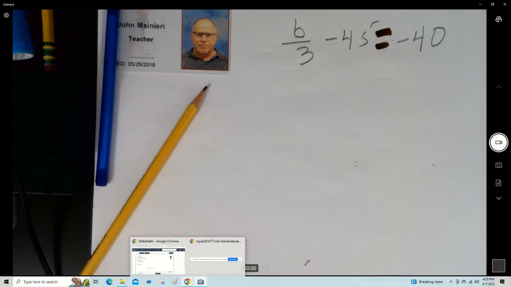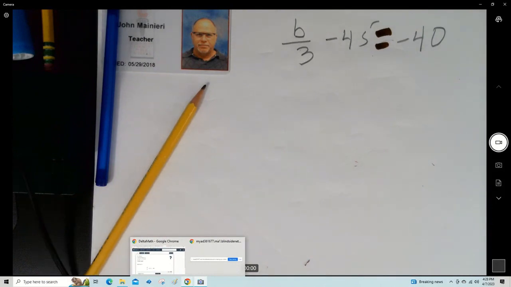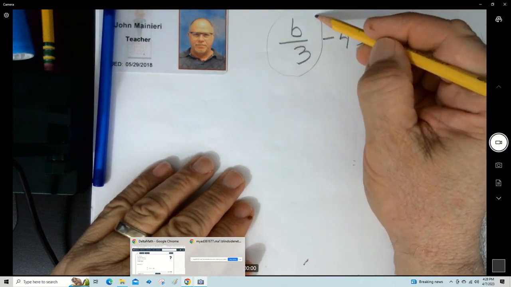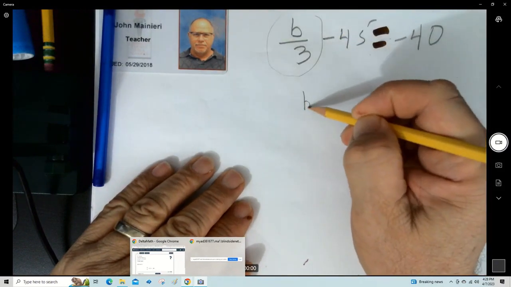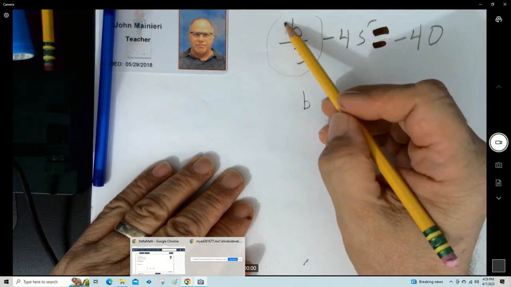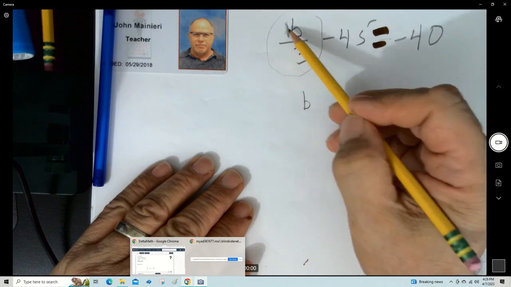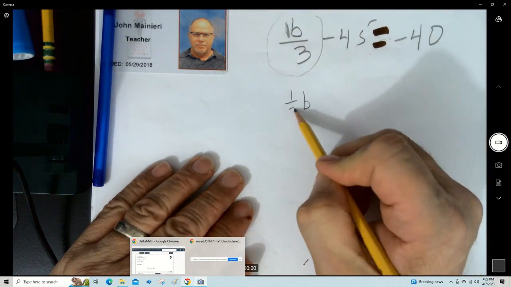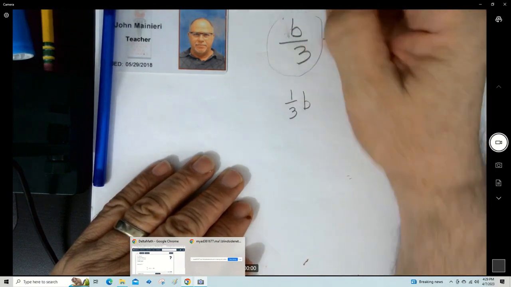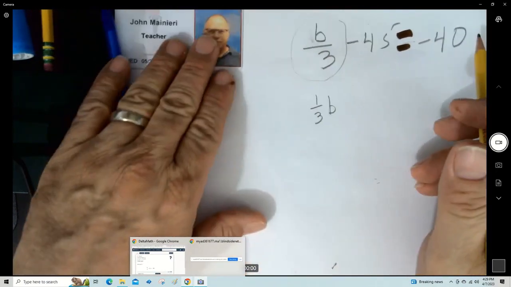So here's the problem, and we've got to find out what b is, right? So we've got to isolate b. Now, what we need to understand is this right here, b over 3. If I said, what is the coefficient for b? There's actually a 1 here that we don't see. That makes 1/3. So 1/3 b is the same as b over 3. Let me show you how that would be true.